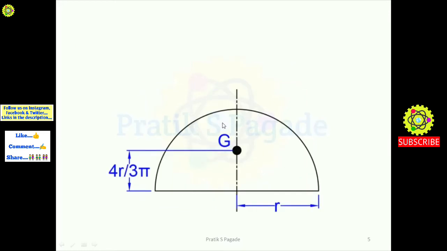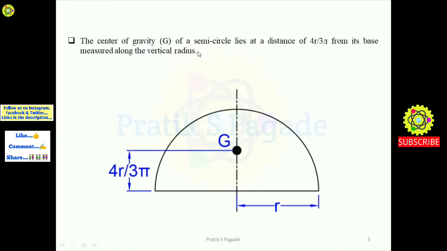Further, this is the semicircle. It has the radius r, and the center of gravity of the semicircle lies at a distance 4r upon 3 pi from the base of the semicircle. The center of gravity of a semicircle lies at a distance of 4r upon 3 pi from its base, measured along the vertical radius, as you can see here. And for a circle, the center of gravity will be the center of the circle.